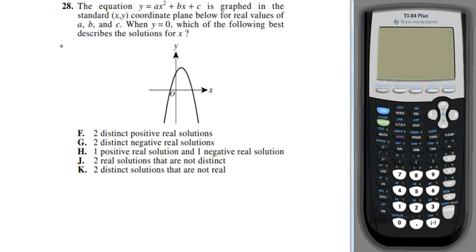The equation y equals ax squared plus bx plus c is graphed in the standard xy coordinate plane below for real values of a, b, and c. When y equals 0, which of the following best describes the solutions for x? So when y equals 0 is on the x-axis. This is where y is equal to 0. So this graph, or any graph, are all the points that make the equation true. So I'm just looking for the points on the graph where y is 0, or on the x-axis. All right. So describing these points, we've got two of them. One's negative and one's positive. And so that's going to be H.